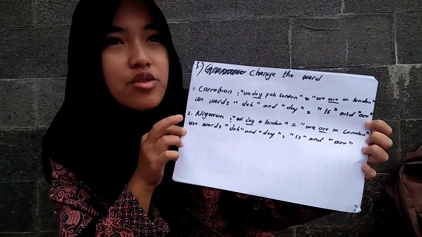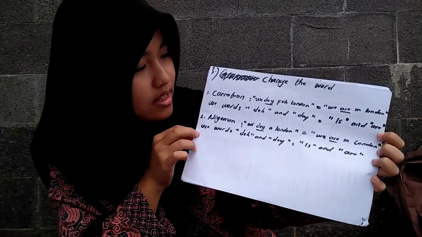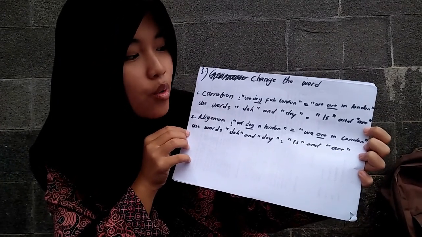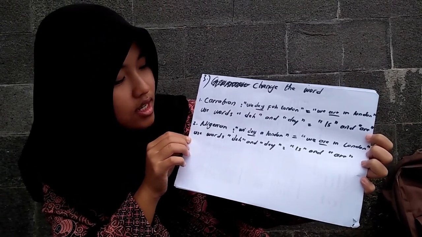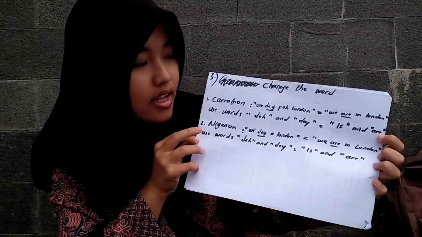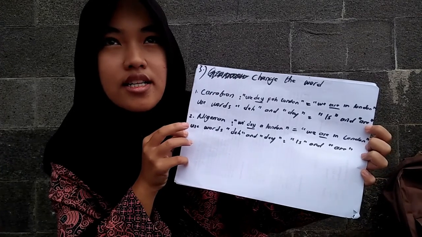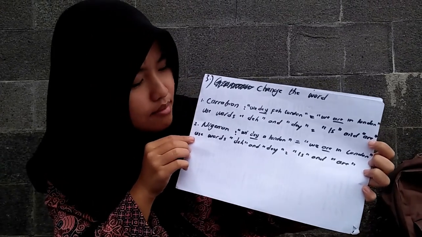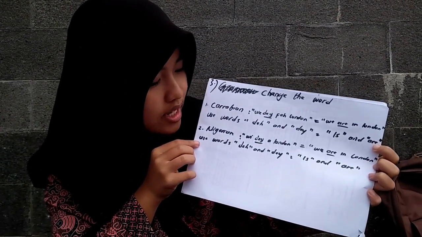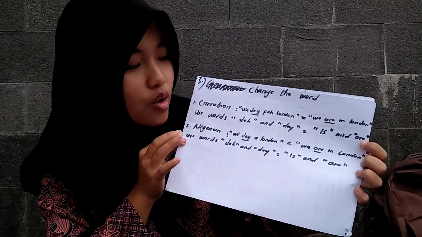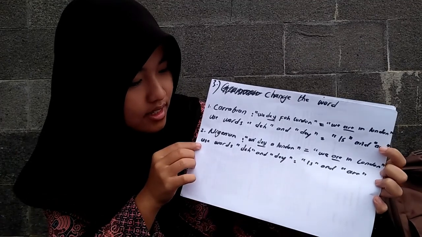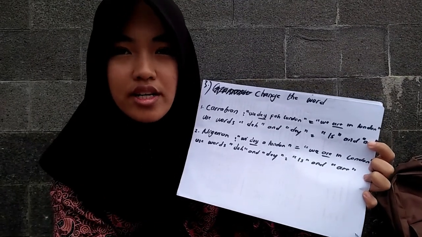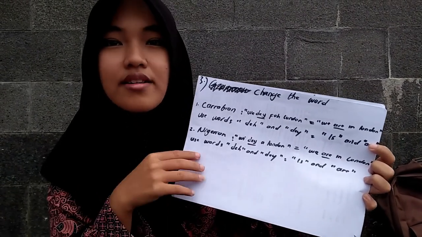The third is the change of words in grammar. In Caribbean, the sentence is we they for London. The meaning is we are in London. In this sentence, the word they is used to replace the auxiliary is or are. And in Nigerian, the sentence is like we they London. It's the same. The meaning is we are in London. And also in Nigerian, the word they is used to replace the auxiliary is and are.